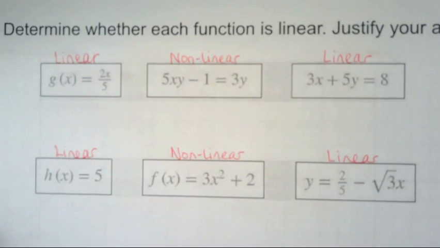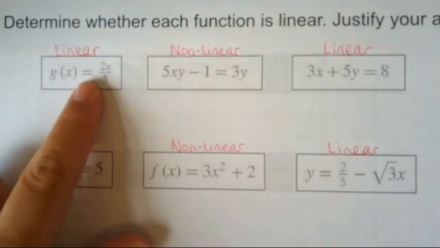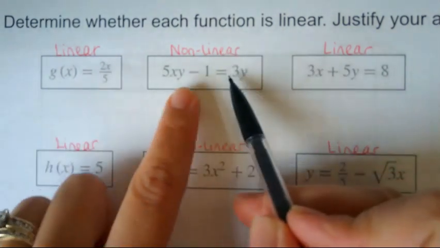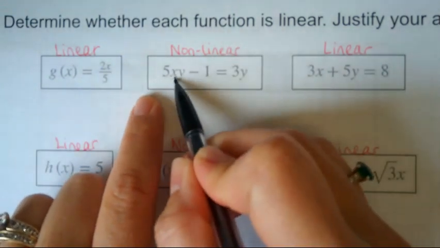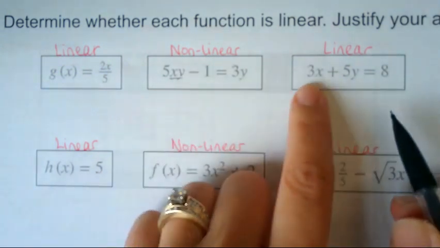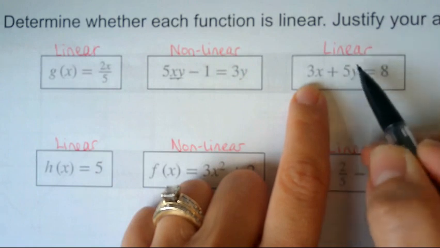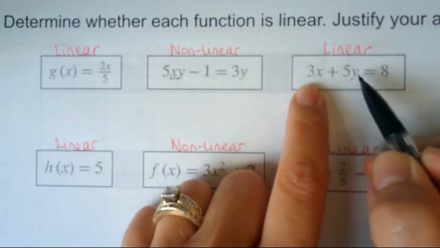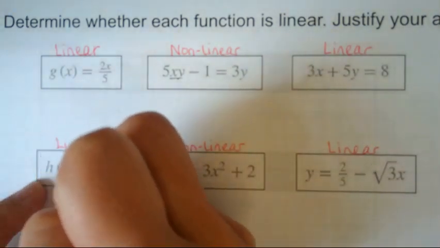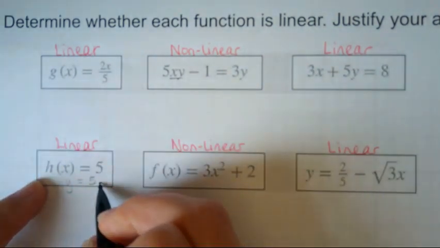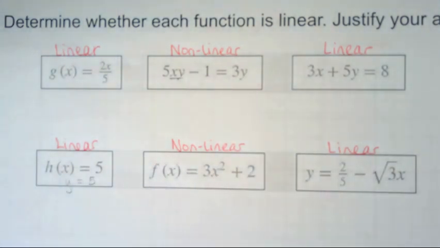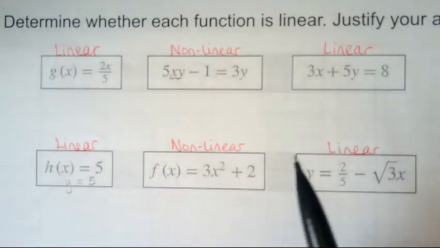So on the next question, you should have figured out that this first one would be linear because I have an exponent of 1. This one would be nonlinear because the variables are an x and a y, so that one's kind of tricky. This one is like the last example. This one is linear because I can change it into y equals mx plus b. This one's a little different because it's just y equals 5. So there's not a variable there, and that's okay. So as long as it's just y equals, that's considered to be linear.